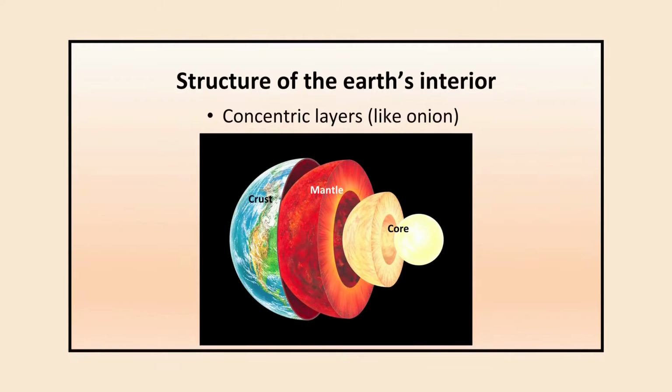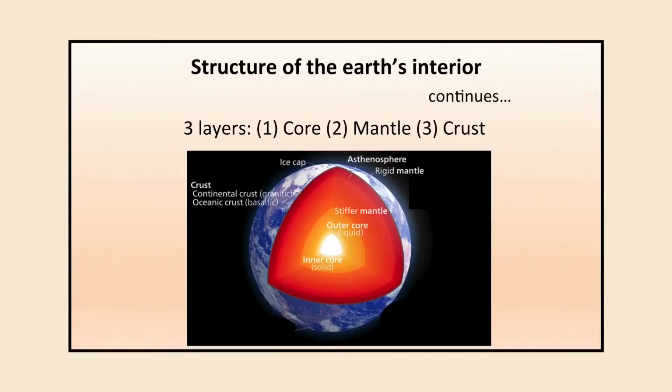Its core, mantle and the crust. Now, there are three layers of Earth. One is core, that is the innermost layer. Second is the mantle, the layer above the core, and then crust, the outermost layer where we all live. So from inside to outside, it's core, mantle and then crust.